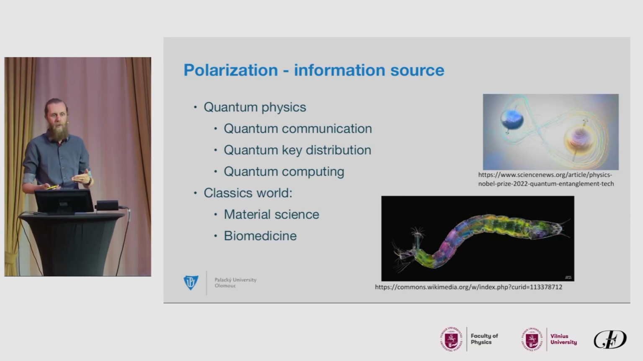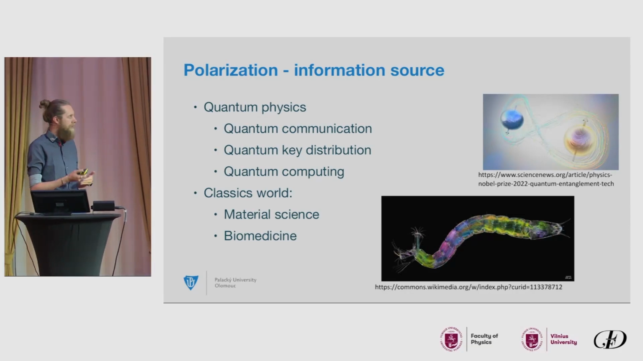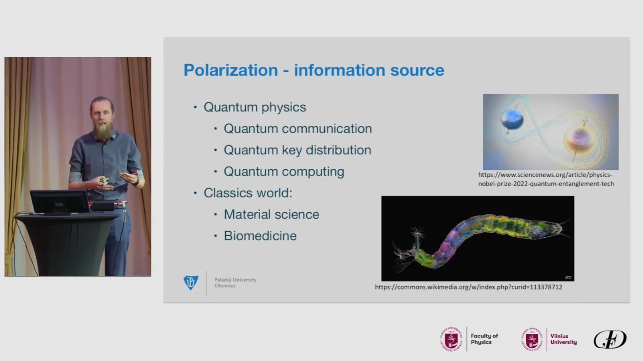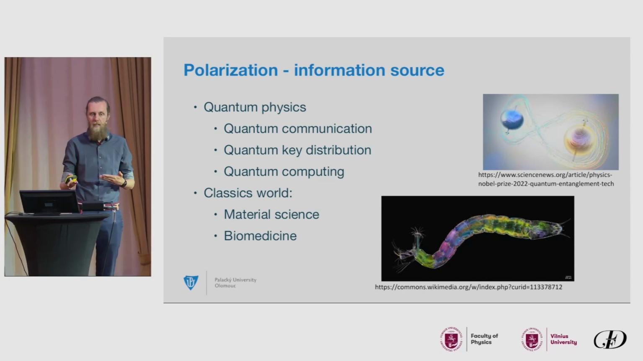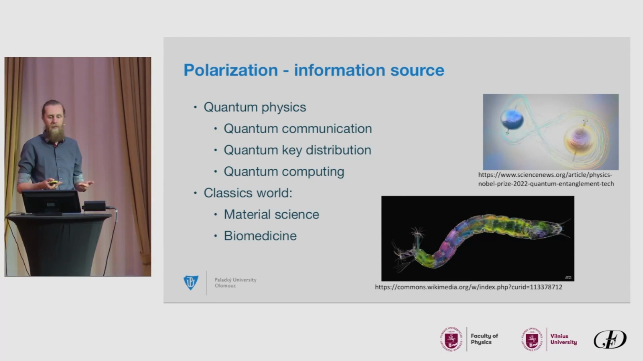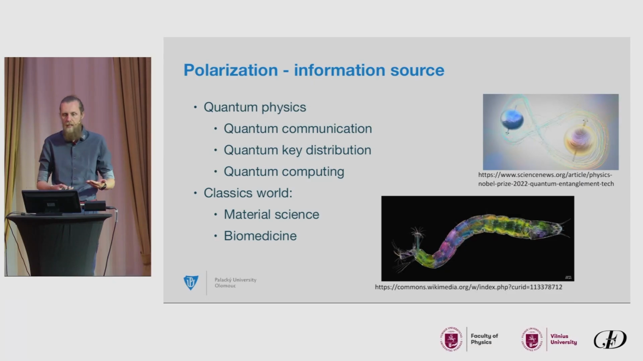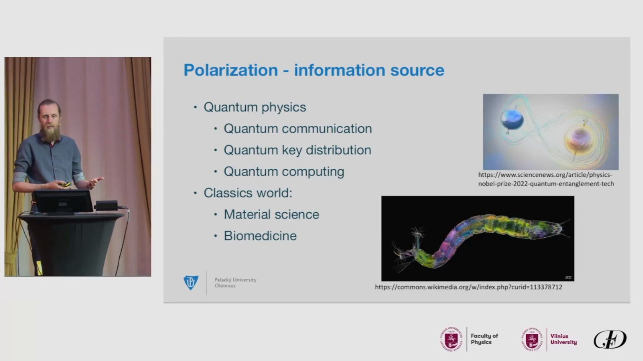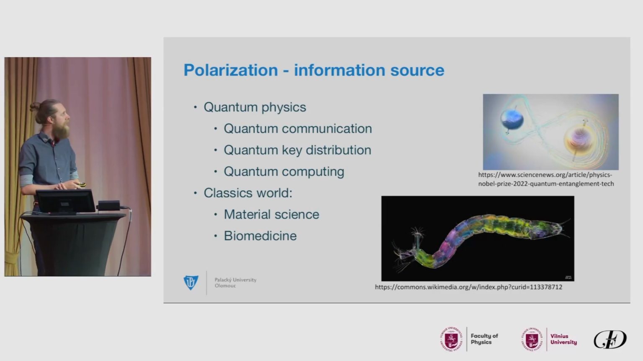tension in material or some defects in structures, or in biomedicine, we can reveal some hidden structures in biological specimens, or for example, the cancer cells have a different polarization behavior than the normal cells, so it can be used like a detection method also in this biomedicine field.